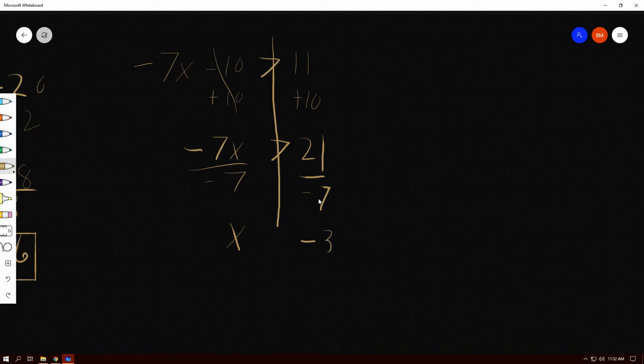Now, it was originally a greater than sign. Do I flip this sign? Yes, I most certainly do. I flipped this sign because the number that I divided by was negative. It was a negative 7 that got divided, so yes, I do flip the sign. So now it's x is less than negative 3.